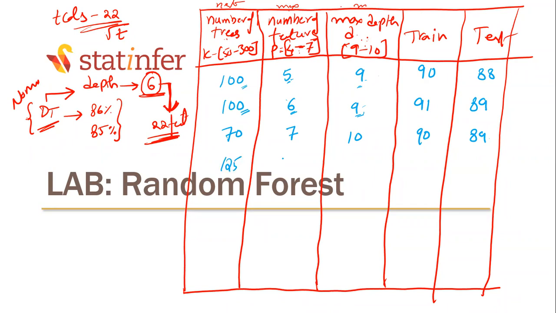125, 5, 9, 91, and 89. Not bad. This case is pretty much final. The only thing is, try 10. Sometimes you may get slightly better accuracy, or it may give you the same accuracy. A little bit in and around that.